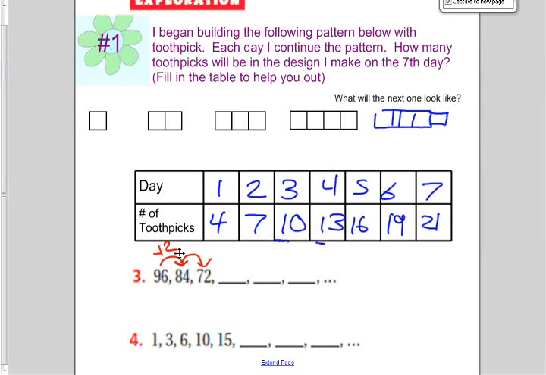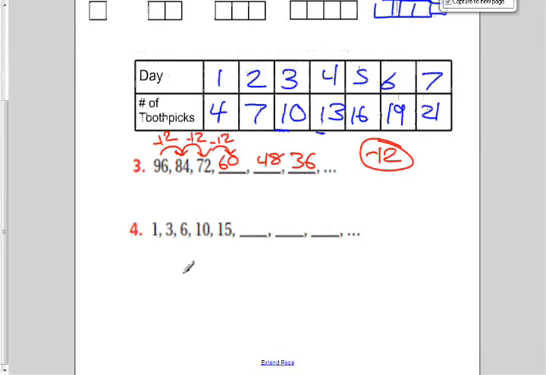Now, we can't just stop there. We have to make sure that subtracting 12 continues to be what is happening. And sure enough, 84 minus 12 is 72. So I'm pretty confident that that's my pattern. So I'm going to continue to subtract 12 and get 60, 48, and 36. If I was asked what my rule is, minus 12. My next term is 60.